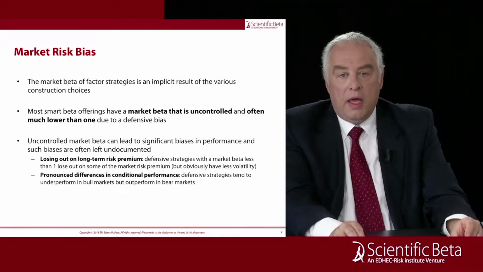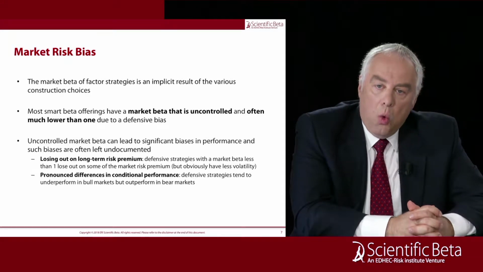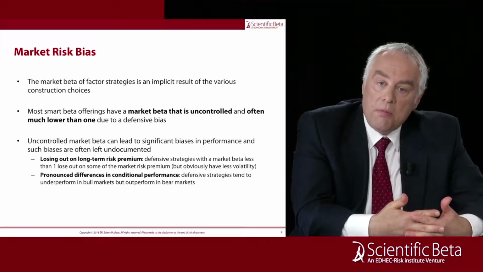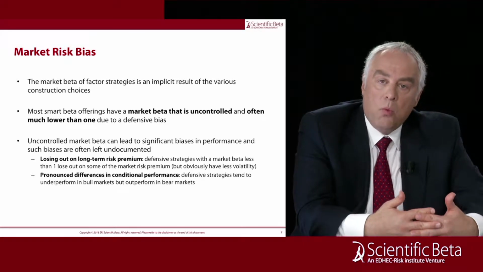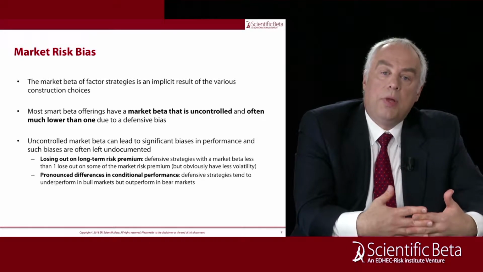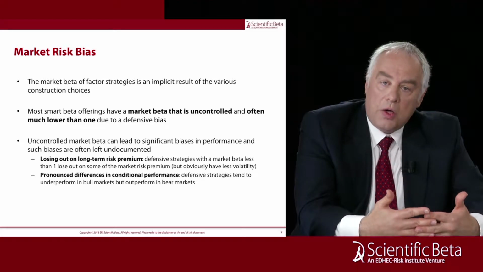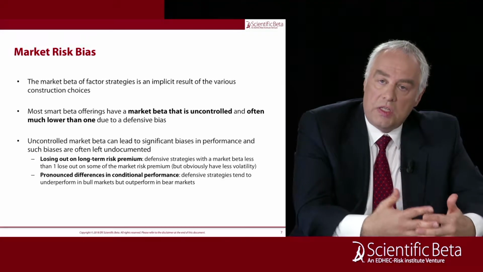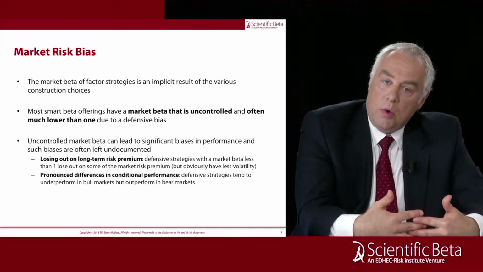So what can we say about what the biases are in terms of the market risk? Well, there are 2 biases. The market beta tends to vary over time if left uncontrolled, and tends to be lower than 1. And what are the implications of these biases? Well, if you have a market beta that is below 1, you'll be missing out on part of the long-term risk premium of the market itself. If your market beta is 0.84, you're going to be missing out on 16% of the long-term market risk premium. But obviously, you also have lower risk.